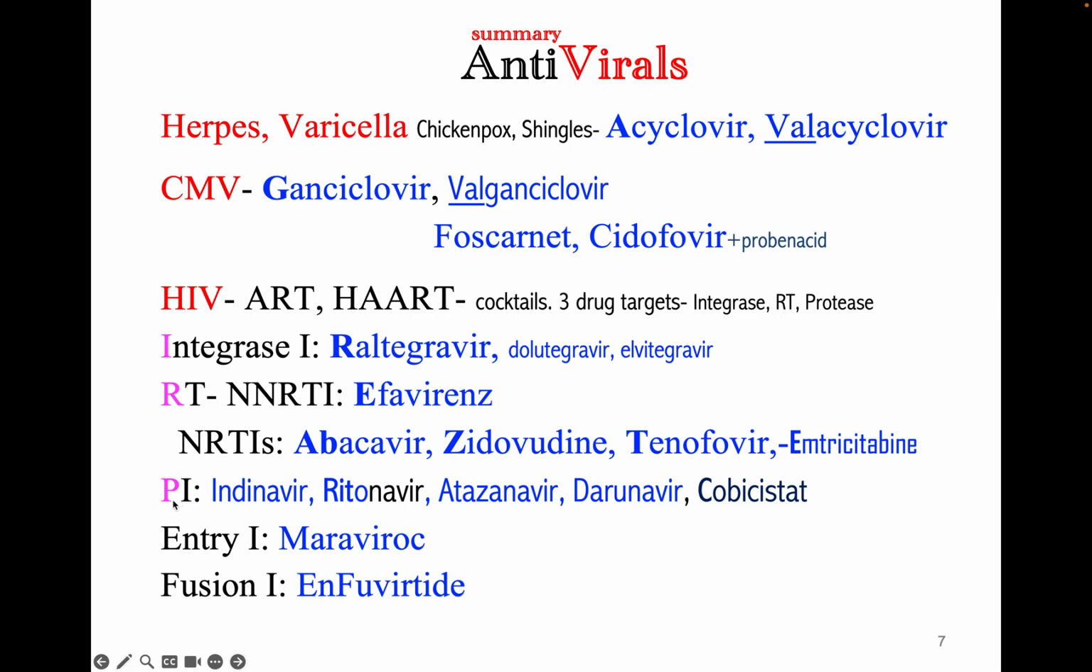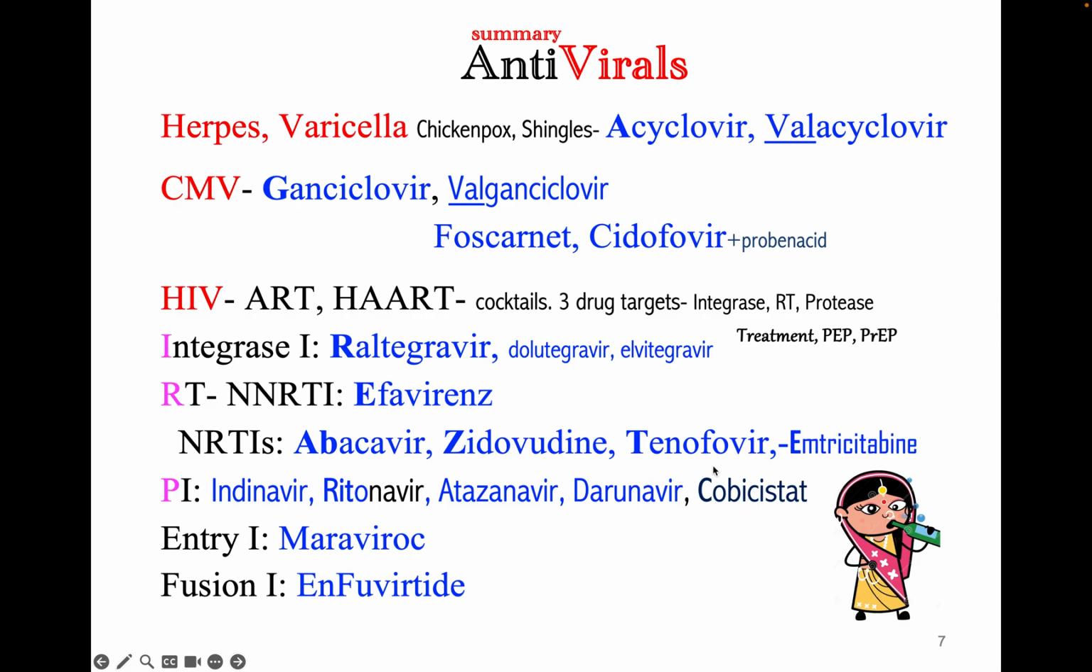They are protease inhibitors. The drug names: Indinavir, Ritonavir, Atazanavir, Darunavir, Cobicistat. Okay, so how I remember is "Indian Rita At-a Daru contest, protest." Why I remember that way is protest, protease inhibitor. It's not contest, but actually cobicistat.